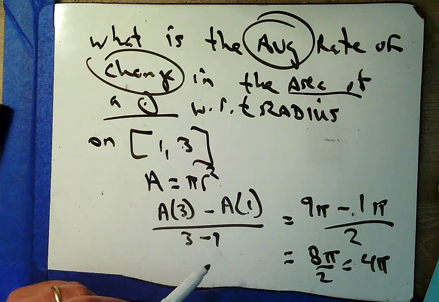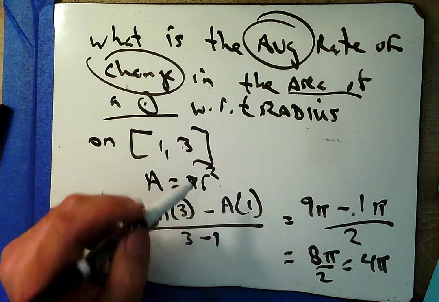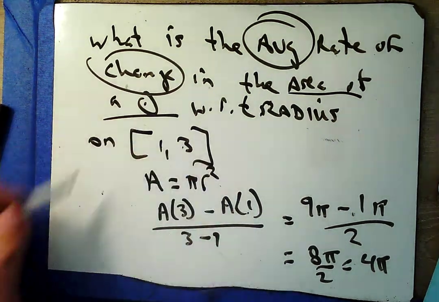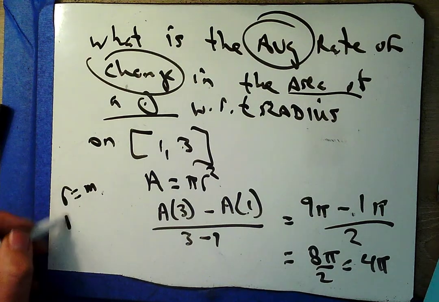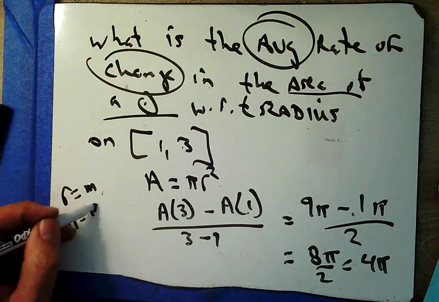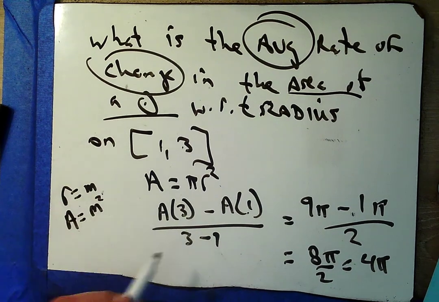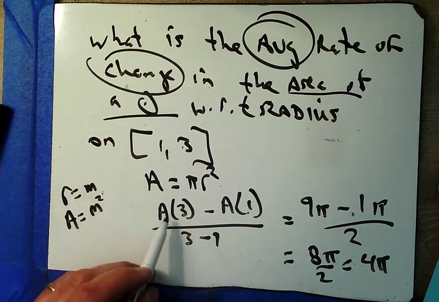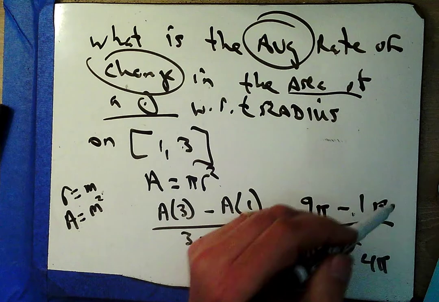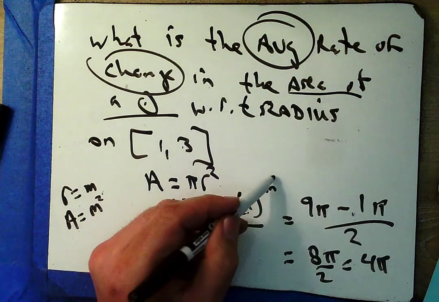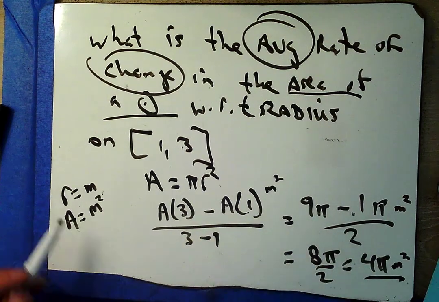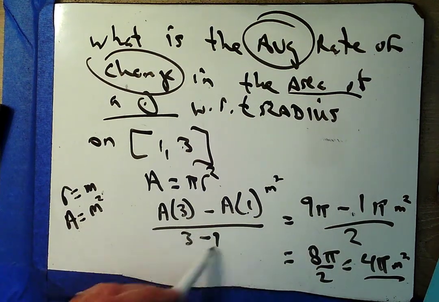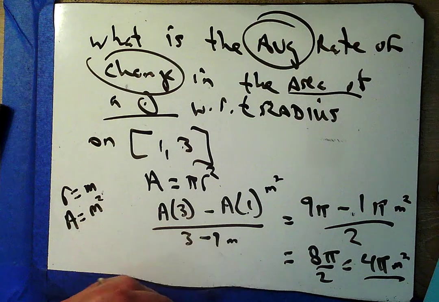Okay? All right. In fact, if we had some units here, so let's say radius is in meters, okay? And then area is meters squared. So what am I saying here? I'm saying the area is changing. The things on top are square meters, for every, what are these units down here? These are radius units. They're in meters for every meter.